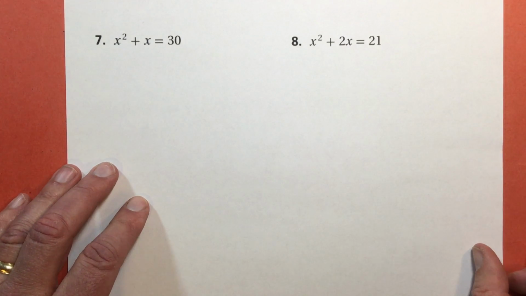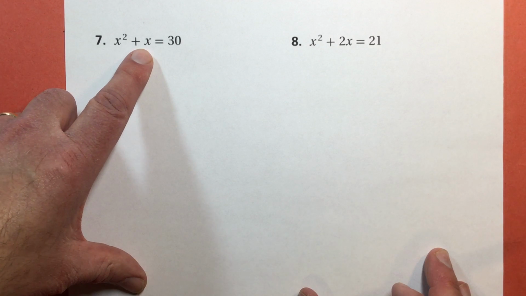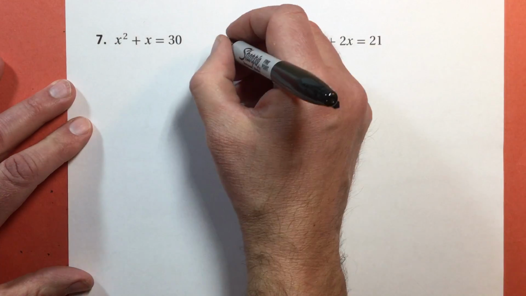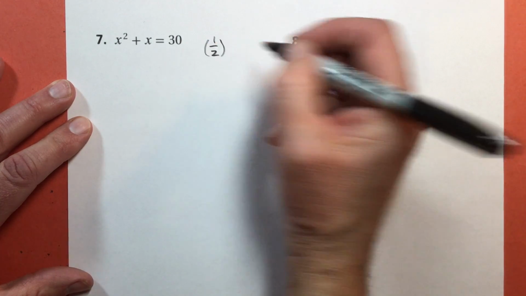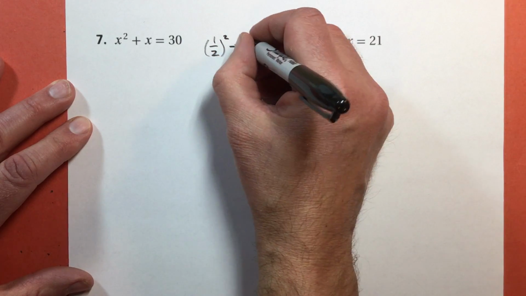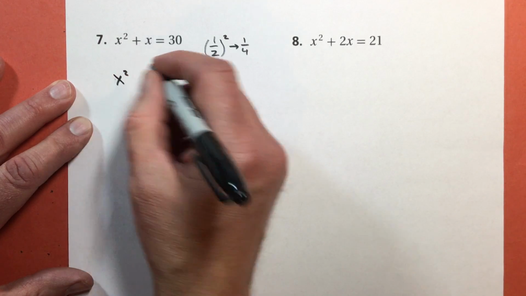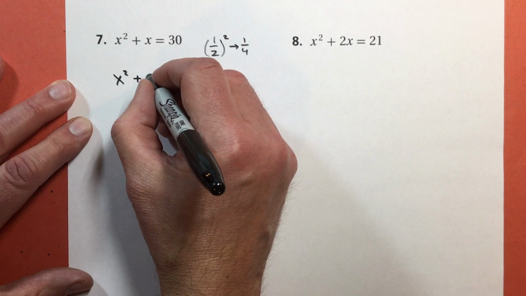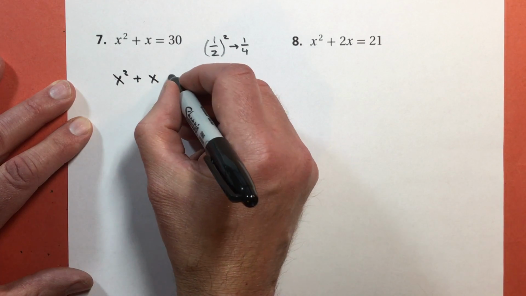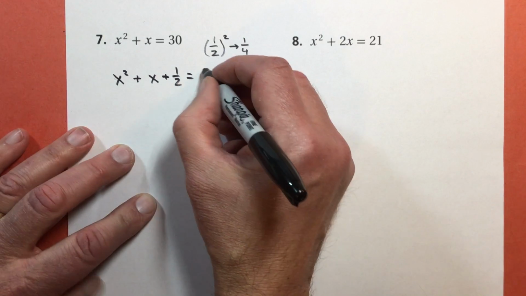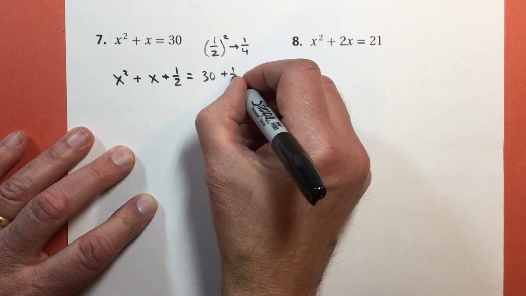All right, now this next one gets a little tricky because what number do I have multiplied by the x? It's going to be the hidden 1. So I think 1 divided by 2 is 1/2, and if I square it, I get 1/4. So I get x squared plus x, or I almost thought about writing 1 times x, but that's okay, plus 1/4 equals 30 plus 1/4.